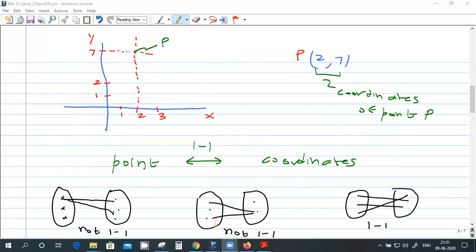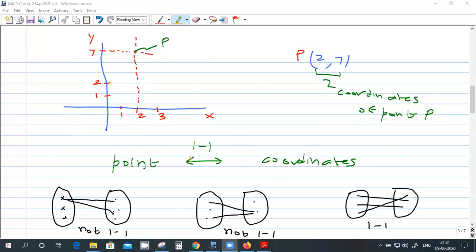So, the concept of function. One-to-one function. A function is a relation between two sets. You know what is a set?